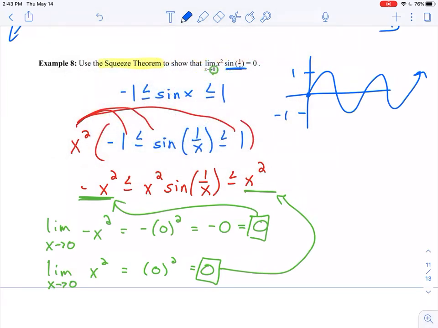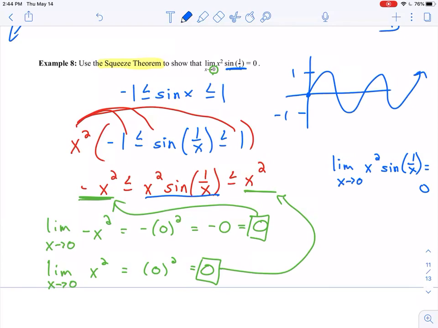Therefore, by the squeeze theorem, this middle piece right here, I've now shown that the limit as x approaches 0 of x squared times sine of 1 over x must also be 0 here. I have now used the squeeze theorem to prove this limit.